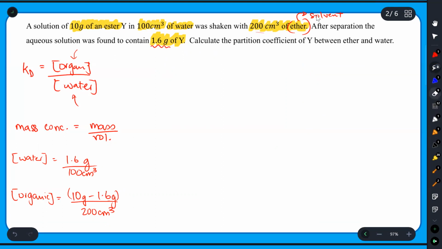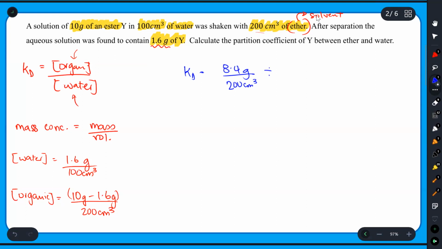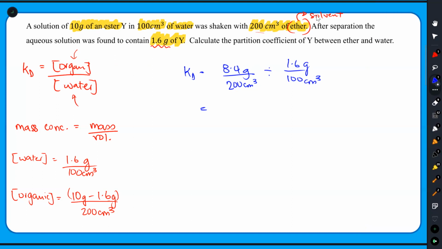So now that we know that, we can go ahead and write our equation where Kd is equal to the concentration of the organic solvent layer. So I'll just simplify that to 10 minus 1.6, that's 8.4 grams divided by 200 centimeter cube. And this will be divided by the concentration of the water layer. It's easier to put them in like this, or you could condense them to decimals. So you could directly put the fractions in, or you could just change them to decimals. If you do change them to decimals, your number is going to maybe differ a bit.